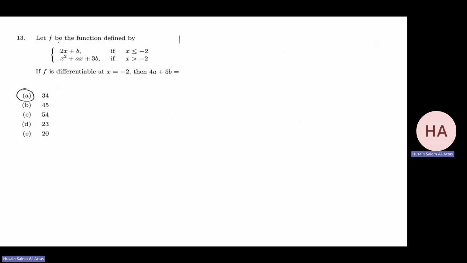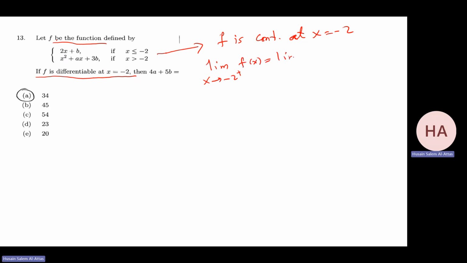Let f be a function. We did something similar. If f is differentiable, find a plus 5b. Find a and b. That's mainly the thing. As we said before, it has another condition embedded: f is continuous at x equal minus 2. That means the limit as x goes to minus 2 from the right equals the limit as x goes to minus 2 from the left equals f at minus 2.